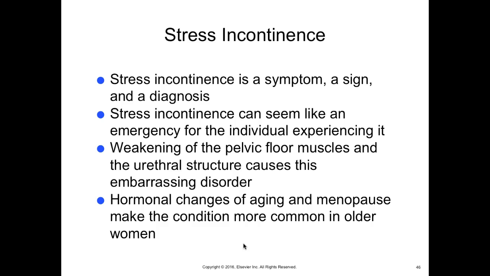So stress incontinence can seem like an emergency for an individual experiencing it, but it's actually a weakening of the pelvic floor muscles and the urethral structures. This causes embarrassing disorders. Some of the things that we would see here is spilling of urine. This mainly happens in women. It's related to hormonal changes of aging and menopause, which makes the condition more common in older women. This can actually happen in younger women after childbirth as well.